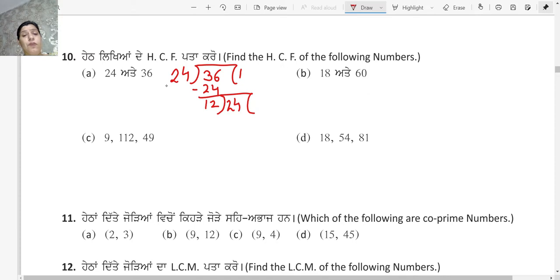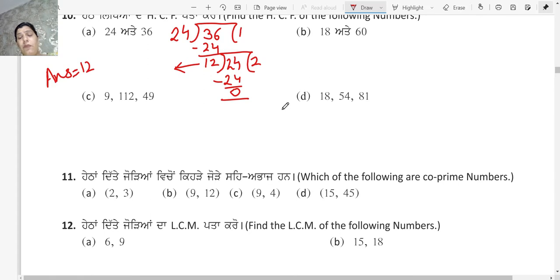Now you have to divide 24 by 12. So 12 2s are 24. You get the answer remainder as 0. So this last divisor which gives you the remainder as 0 is your answer. So by division method, I get the HCF of 24 and 36 as 12. Now I will do one part with prime factorization method. You will write the prime factors of 18 first.